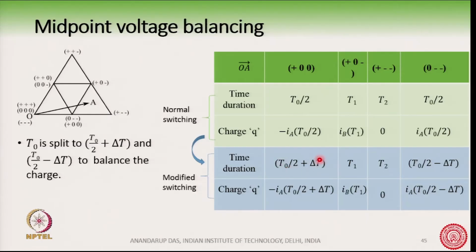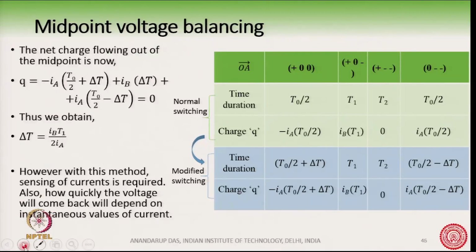So, if we change to T0 by 2 plus delta, then the net charge which is flowing out of the midpoint is minus IA times T0 by 2 plus delta, and with this 0 minus minus we have seen that the net midpoint current is plus IA. So, this is the charge which is flowing out of the midpoint, after we change T0 by 2 to T0 by 2 plus delta and T0 by 2 minus delta. So, now we can equate. The net charge flowing out of the midpoint Q is minus IA times T0 by 2 plus delta. This is for the plus 0 duration here. For the plus 0 minus duration, we have IB into delta T, this one coming.